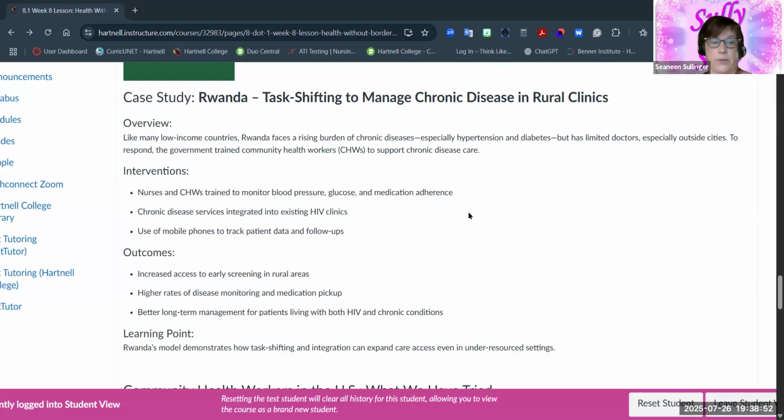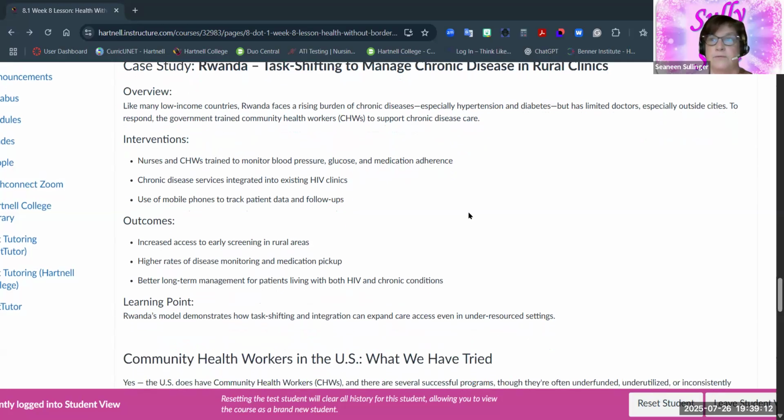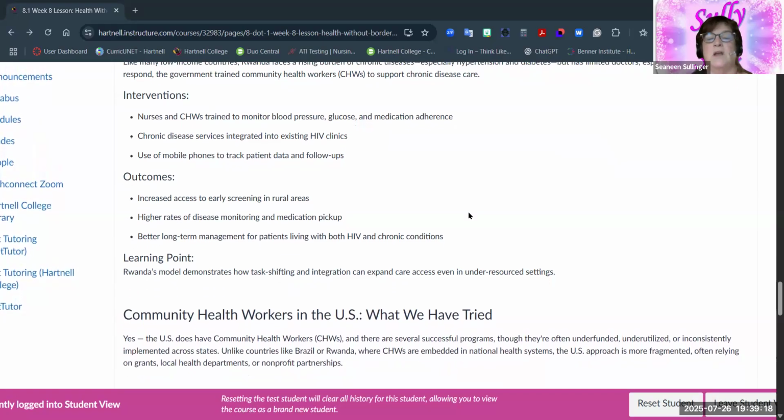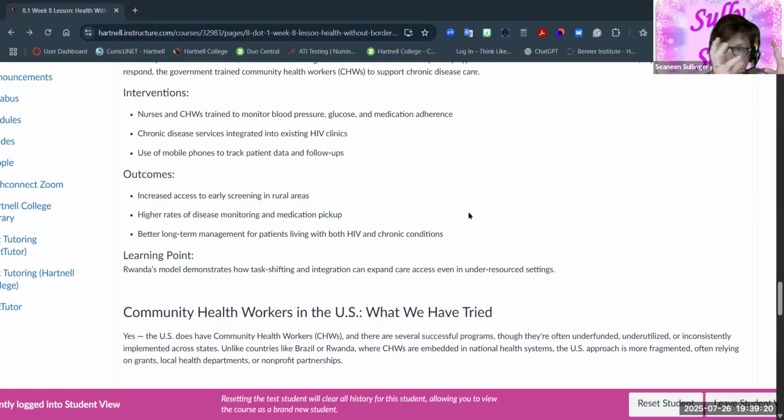And then this I thought was interesting, use of mobile phones to track patient data and follow-ups. That increases access. So I thought that was brilliant. And so the outcomes, they saw increased access, higher rates of disease monitoring and medication pickup. So you had access and were able to pick up your medications, and better long-term management in this particular case. And so their model demonstrates how task shifting and integration can expand care access even in under-resourced settings. We can get somebody there, we can help you.